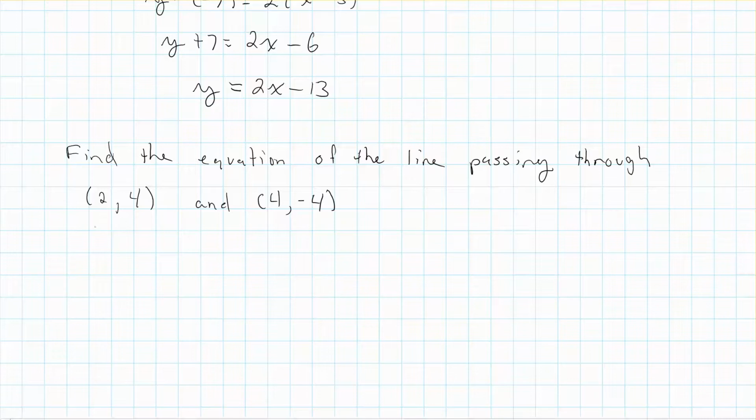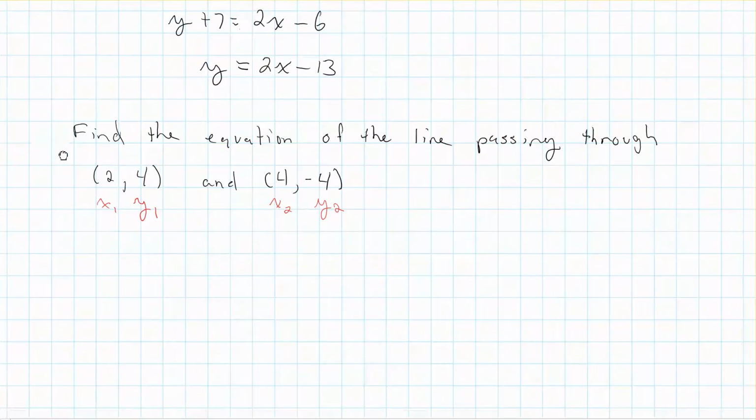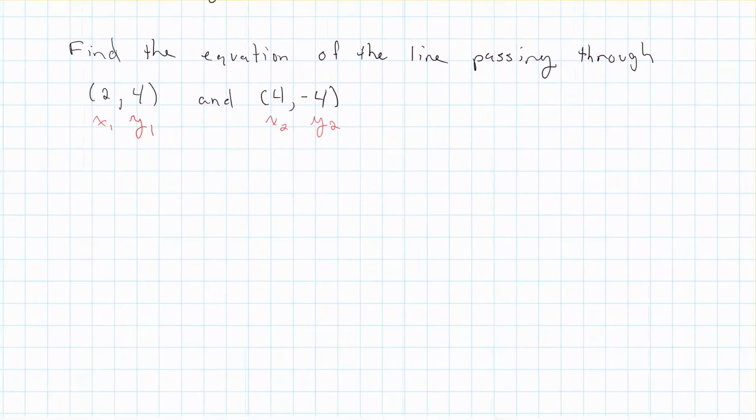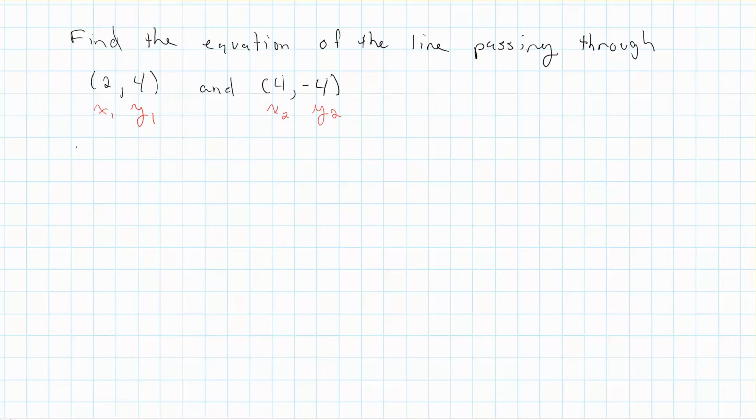So let's go ahead and just label these points again. x1, y1, x2, y2. And let's go ahead and compute my slope then. So the slope here would be -4 minus 4 over 4 minus 2, which would be -8 over 2, which is simply just -4. Now I have my slope, and I just use my point slope form.